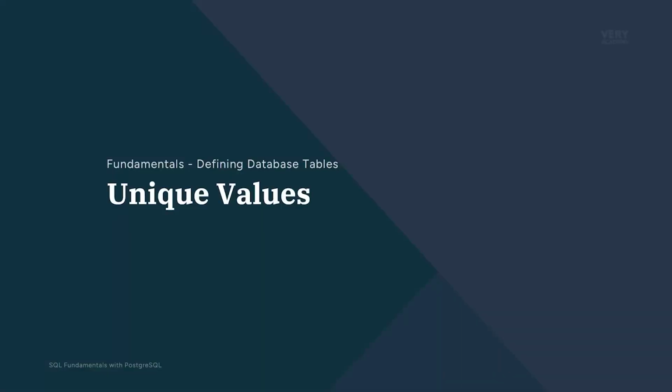Okay, so let's now talk about unique values. In PostgreSQL, unique values are used to enforce the rule that no two rows in a table can have the same value for a specified column or combination of columns. This is typically enforced using a unique constraint or unique index.